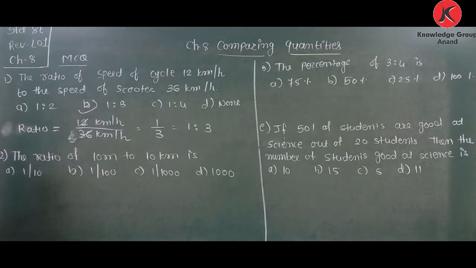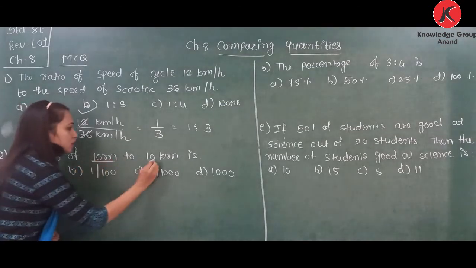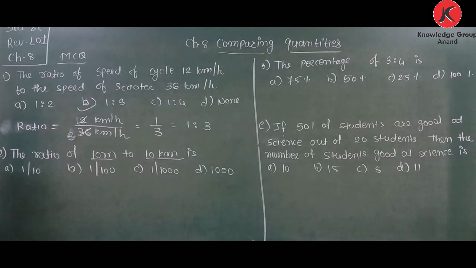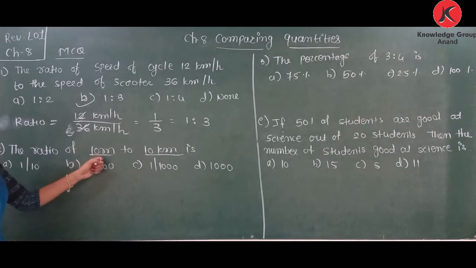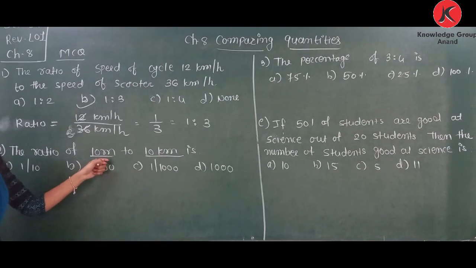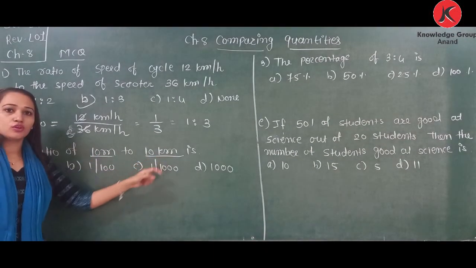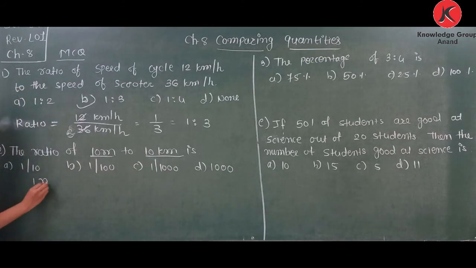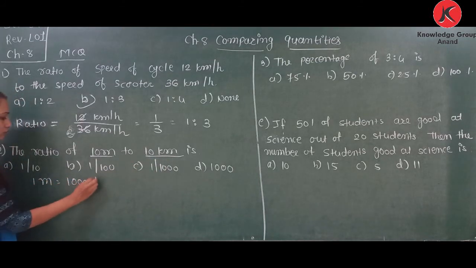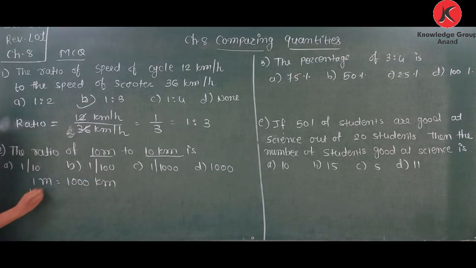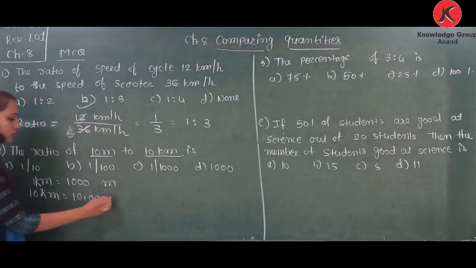Now next, the ratio of 10 meter to 10 kilometer. Now we need to perform the conversion because here it is 10 kilometer and here 10 meter. So which unit will we convert? Kilometer to meter. We know that 1 kilometer is equal to 1000 meter. That's why 10 kilometer is equal to 10,000 meter.